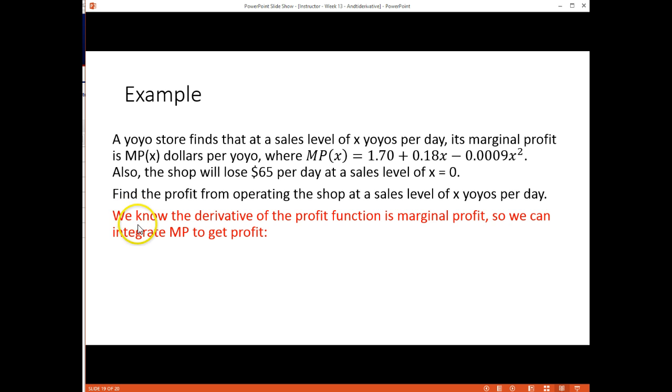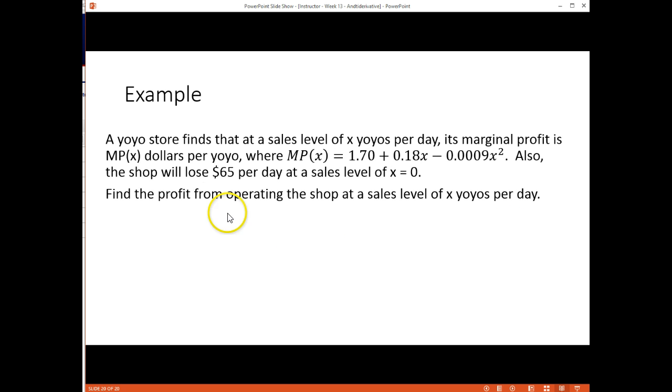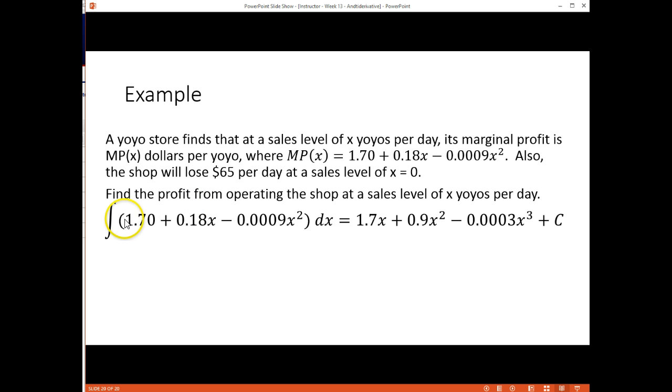Again, we know certain things about this. We know that the derivative of the profit function is the marginal profit. We always got marginal profit by taking the derivative of the profit. So if we work backwards, if we integrate the marginal profit, we should be able to get the profit function. And that's what we want to do, is find the profit function. So let's look at this again. I'm going to integrate the marginal profit. The integral of 1.7 plus 0.18x minus 0.009x squared. All we're going to do is integrate each piece separately.